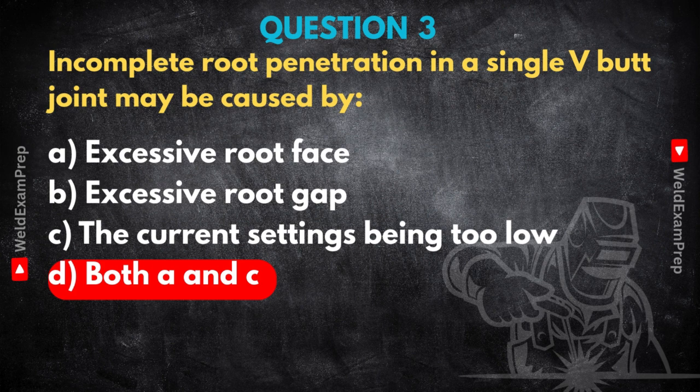It's physically blocked. Then you have low current settings. That's straightforward, not enough power. Right. Insufficient heat. Exactly. If your current is too low, the arc simply doesn't generate enough heat to melt the base metal fully through the root, regardless of the root face size. So one's a physical block, the other is a lack of energy. Precisely. Both work together or independently to prevent the weld metal from fully extending through the joint thickness. And notice option B, excessive root gap.